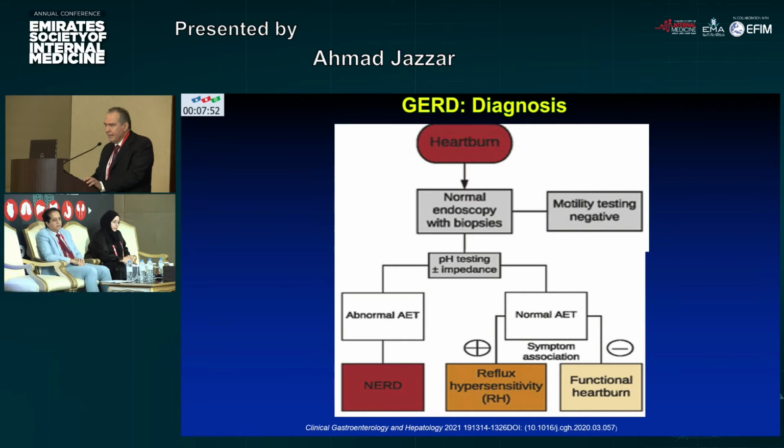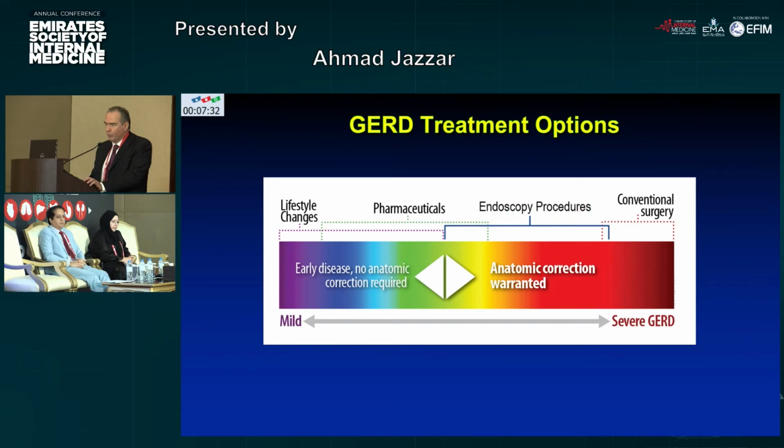Again, to put it another way, looking at the acid exposure time, if the acid exposure time is abnormal, we're dealing with NERD. If the acid exposure time is normal, we look at the symptom index, and if it associates, then we have reflux hypersensitivity. If the symptom index does not associate with the normal acid exposure time, then we're dealing with functional heartburn.